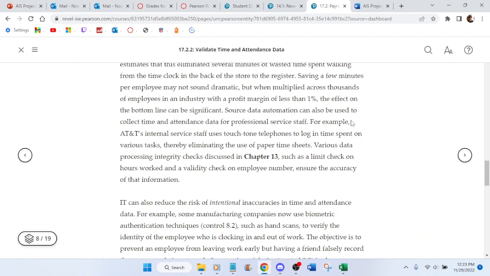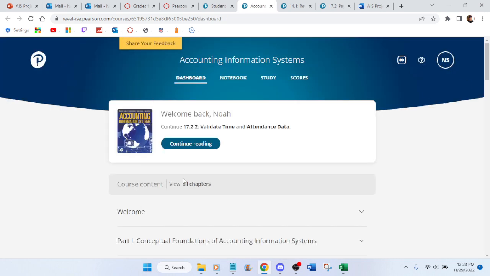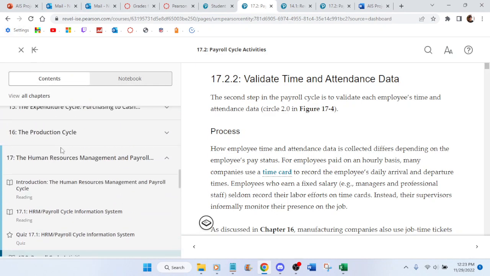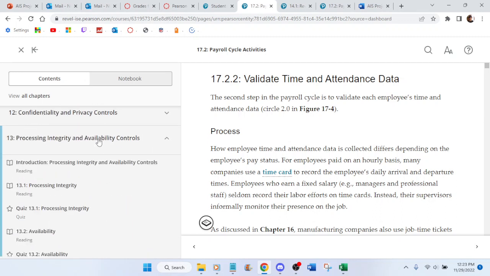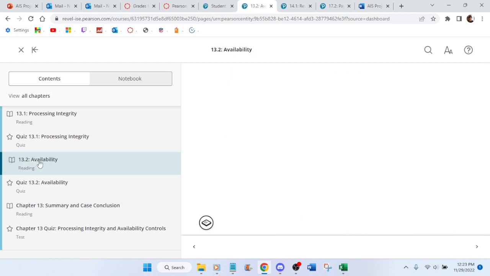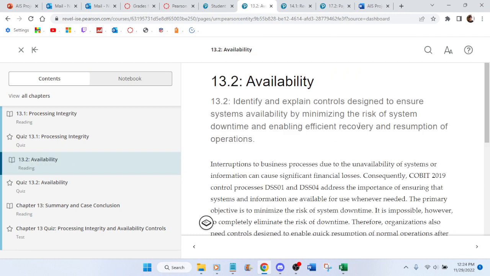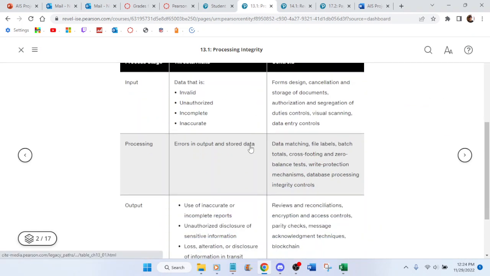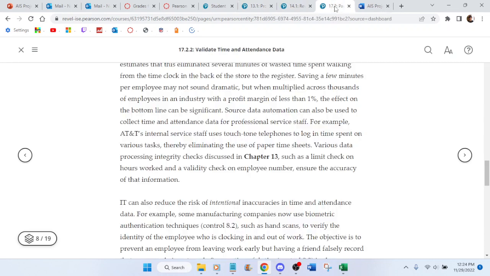Okay, if we go to chapter 13, it has a few things relating to that there. Processing, integrity, availability. What does availability mean? Oh, I know what it means. Ensure a system's availability by minimizing the risk of system downtime and enabling efficient recovery. So it's not really that. It's under this one. So processing integrity, we have something here to do with various data processing integrity checks.